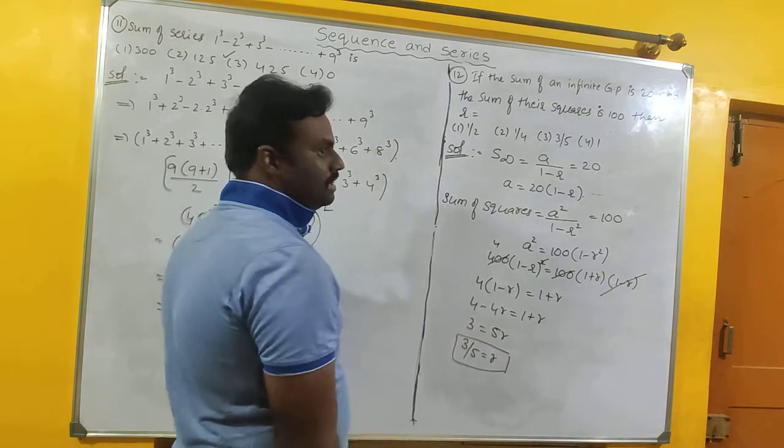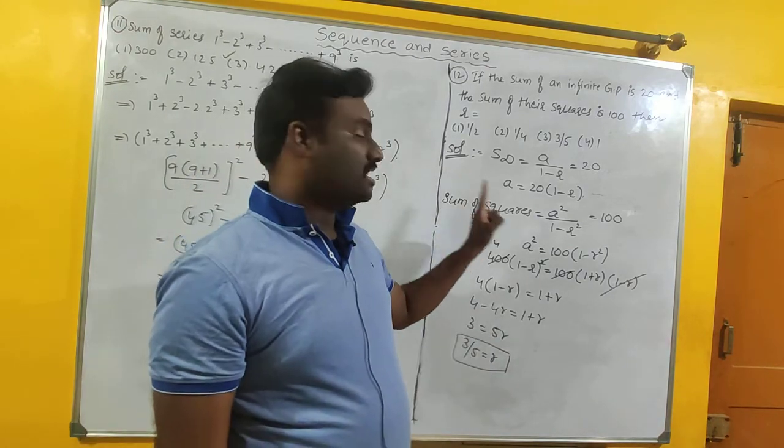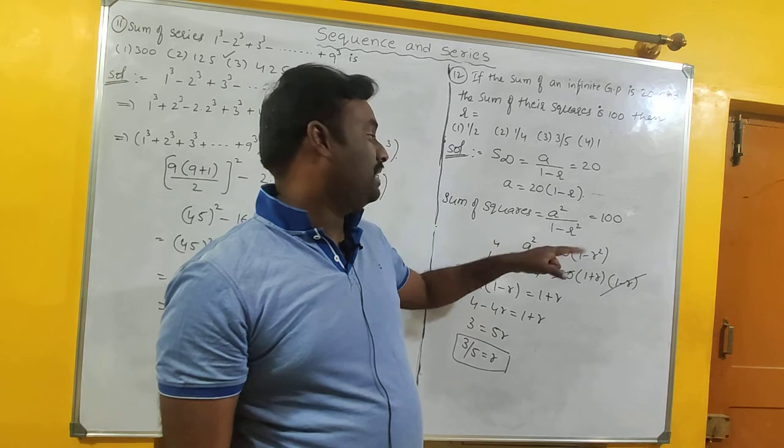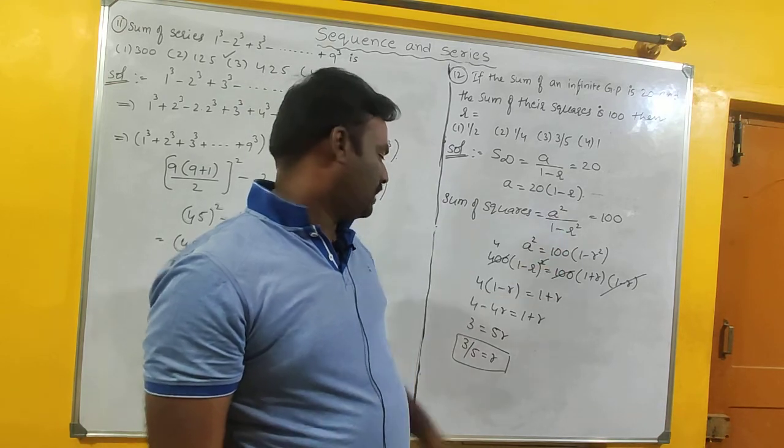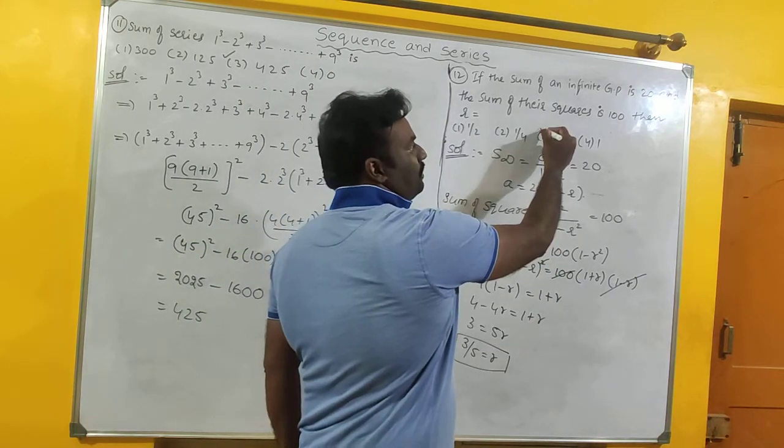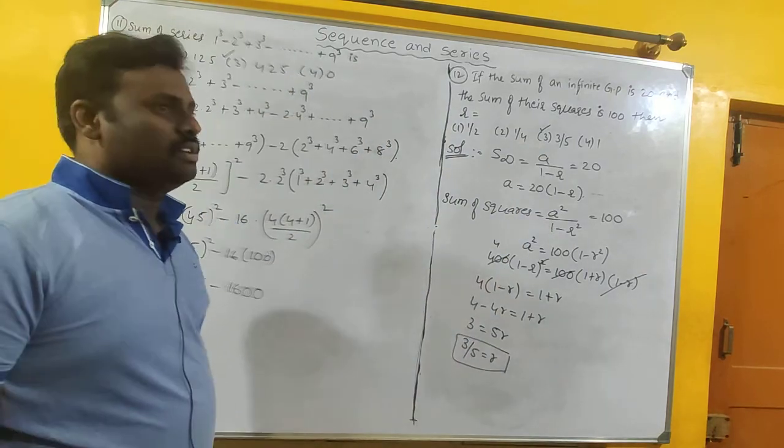You need to remember the formula. The sum of squares of an infinite GP is a square by 1 minus r square. Therefore, option 3 is the correct answer for this question number 12.